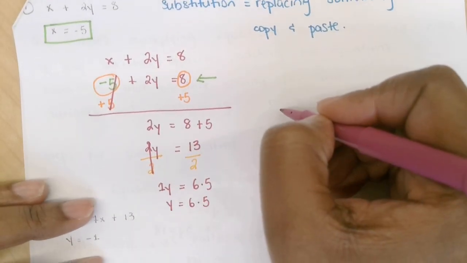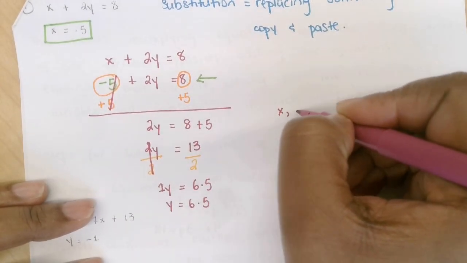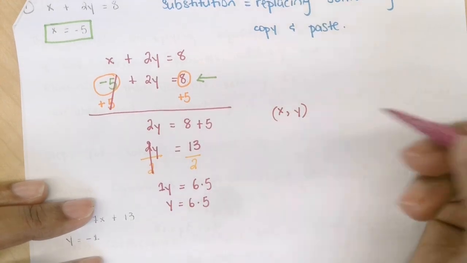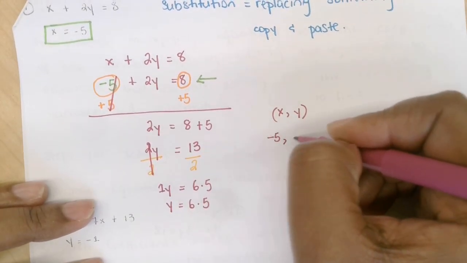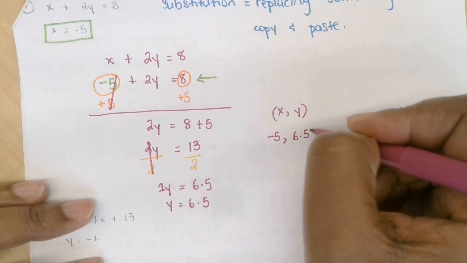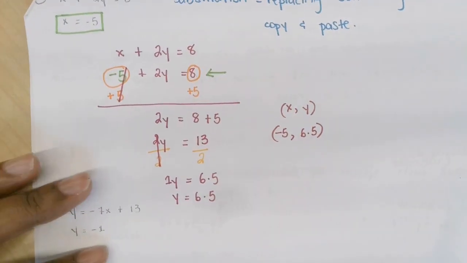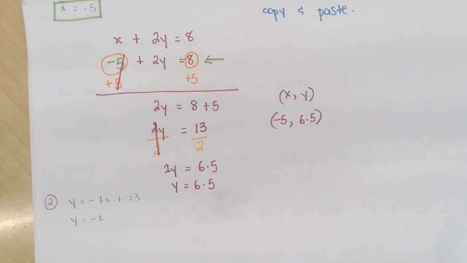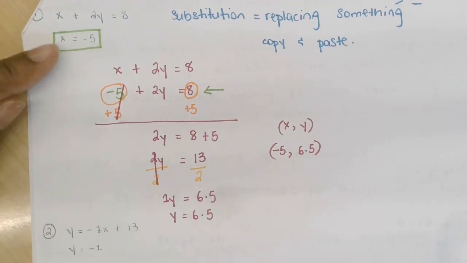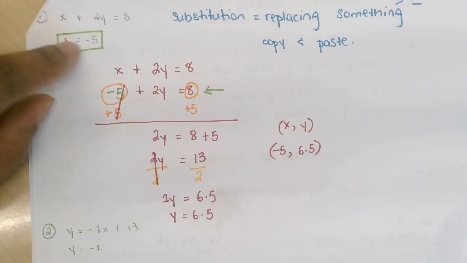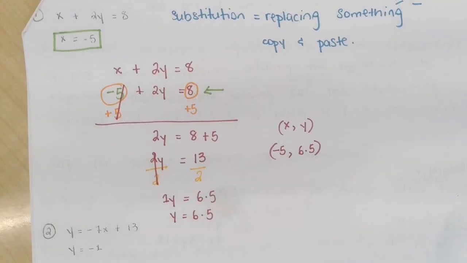So your final answer would be x, comma, y. The value of x is -5, comma, 6.5. And that would be your answer for your first example. So again, we copy and paste wherever we see the values given.